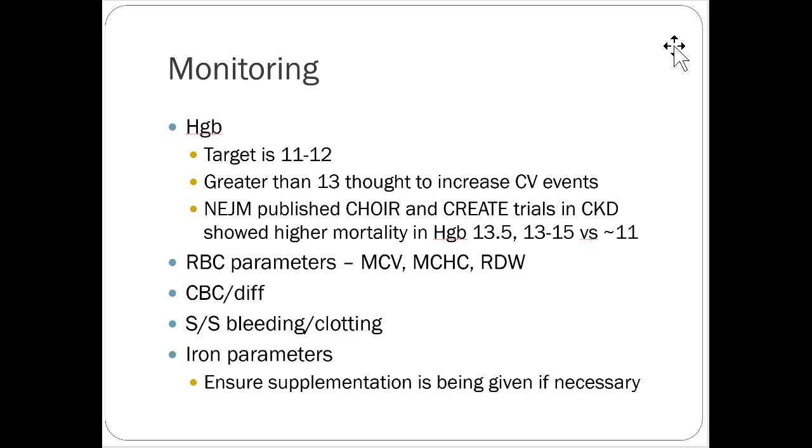So your target hemoglobin when you're treating a patient for this is usually 11 to 12. They did look at higher amounts, so a healthy person probably would be above that, but there are some studies out there specifically that looked at higher hemoglobin levels and showed increased mortality in CKD patients versus targeting a moderate to lower goal hemoglobin. The nice thing about a lower goal is it's a little bit easier to hit. You don't have to use as much drug to get there.